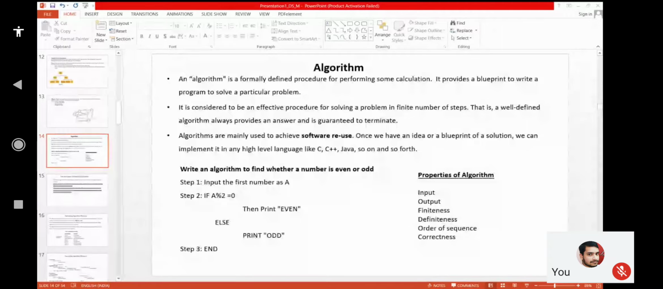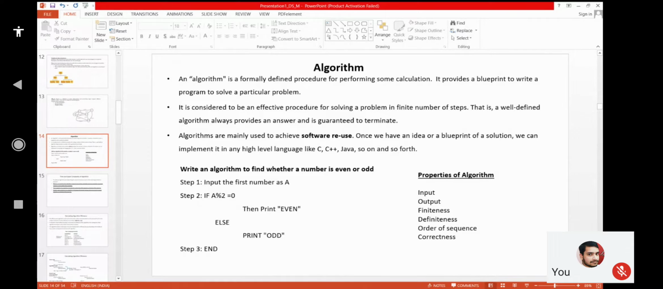Now, today I will first discuss algorithm. The name algorithm, you know the name. So I think all of you know what the algorithm is. So what is the algorithm? Basically, it's a process by which we can solve a problem.